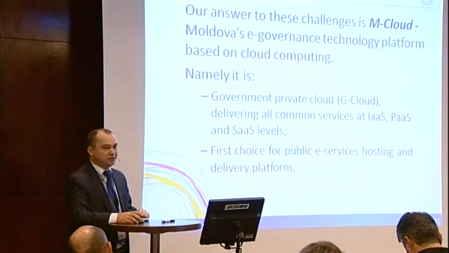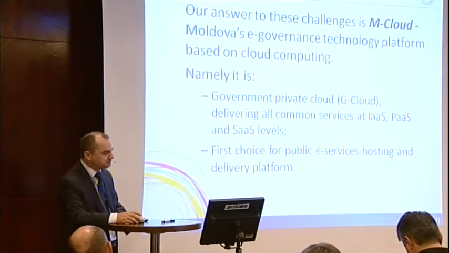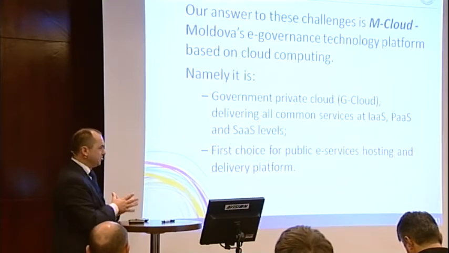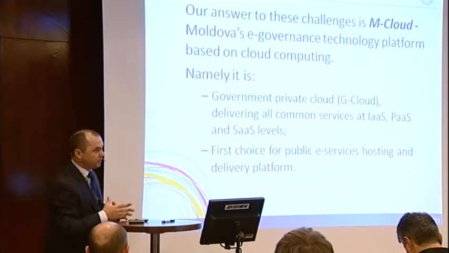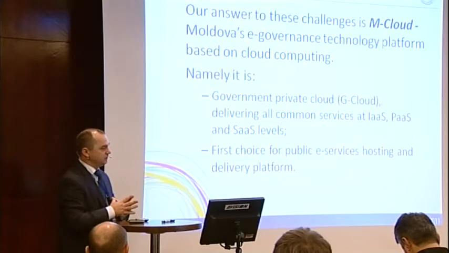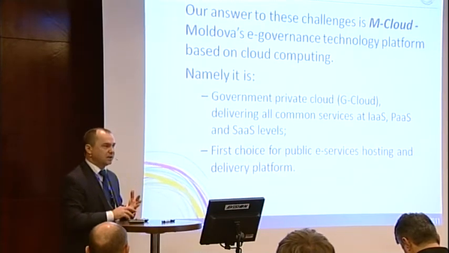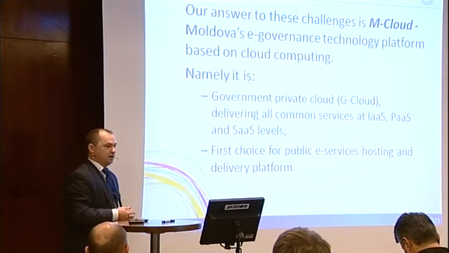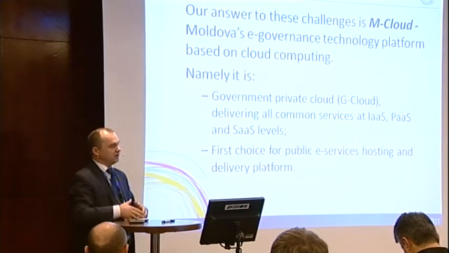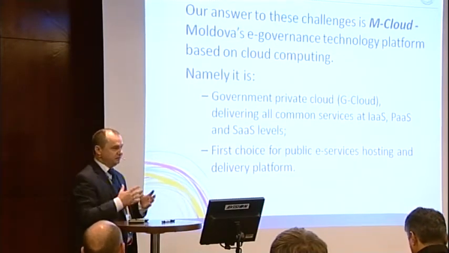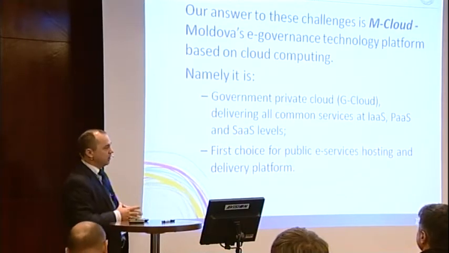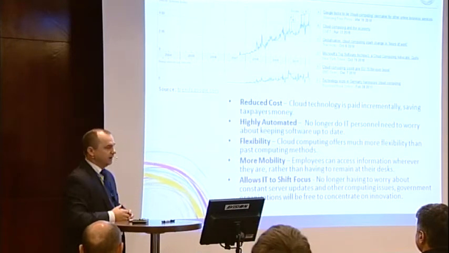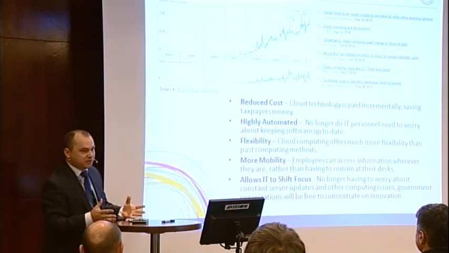So John mentioned mCloud stands for Moldova Cloud. And this is literally transposing this to the cloud computing terminology. This is a private cloud, this is a government private cloud, which will be serving, first of all, common cloud services such as infrastructure as a service, platform as a service, software as a service. At the same time, a lot of business services will be hosted there, and this will be, in fact, the first choice for hosting e-services for both citizens and government itself.